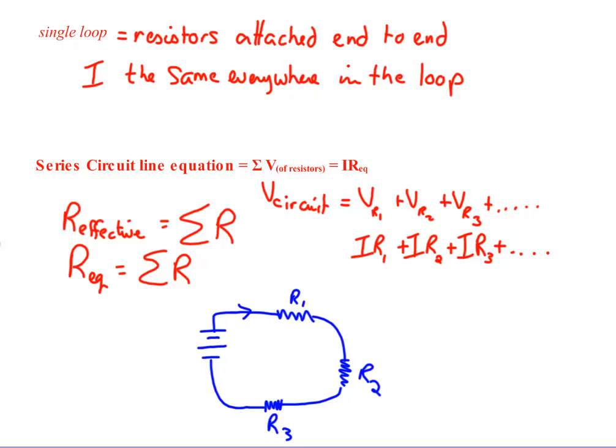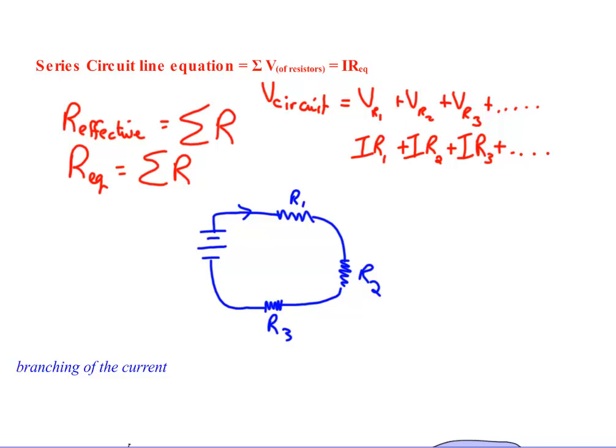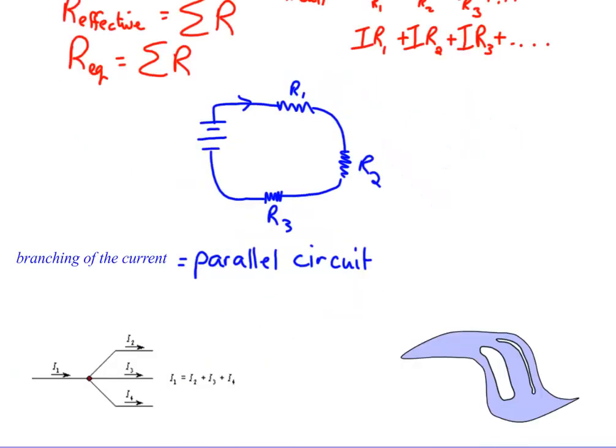The other way I can arrange resistors in a circuit is to have them branching, and that would be called a parallel circuit. For a branching or parallel circuit, we have the current coming in to a branching point, and then it splits and it goes, some of it down the first branch, some of it in this case down the second branch, some of it down the third branch. And what we'll see is that the total current splits into three, and it will be then the sum of each of the branch currents.